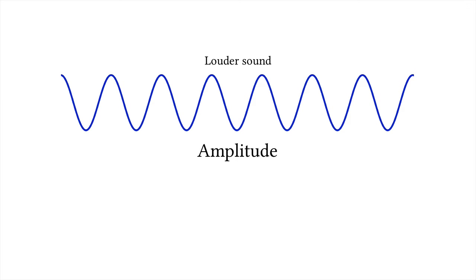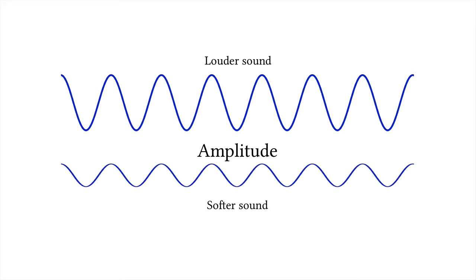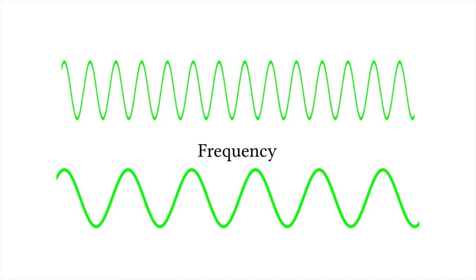Now, sound waves have two qualities, their amplitude and their frequency. When we're talking about sound, amplitude has to do with loudness. The bigger the waves, the louder the sound. Frequency of sound waves, or how frequently they hit your eardrum, will determine the pitch. The higher the frequency, the higher the pitch.